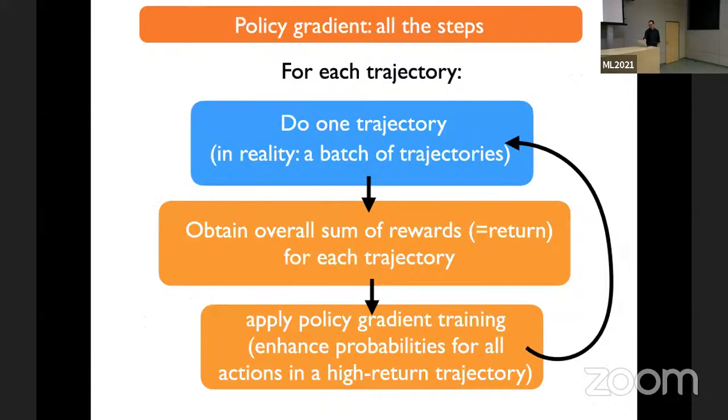So going back to this, after I have calculated the return, I will look at all the states and actions I had in my trajectory. For each of them, I will set up this cost function in this way. I do a little supervised training step, gradient descent in the usual manner. I get exactly what I want. This is policy gradient.